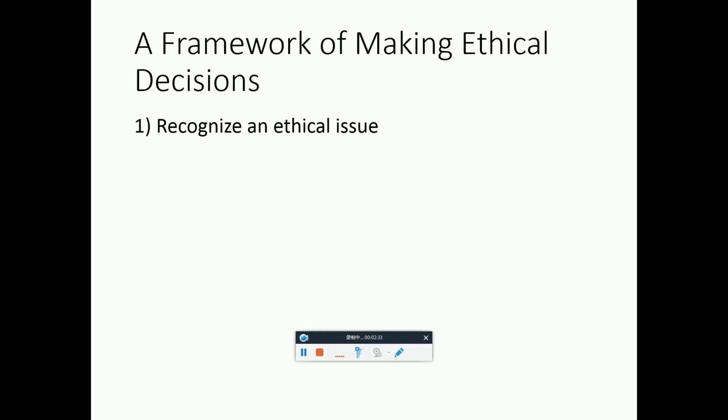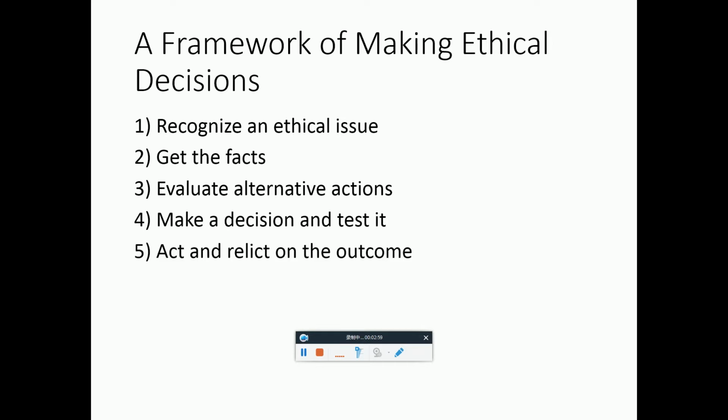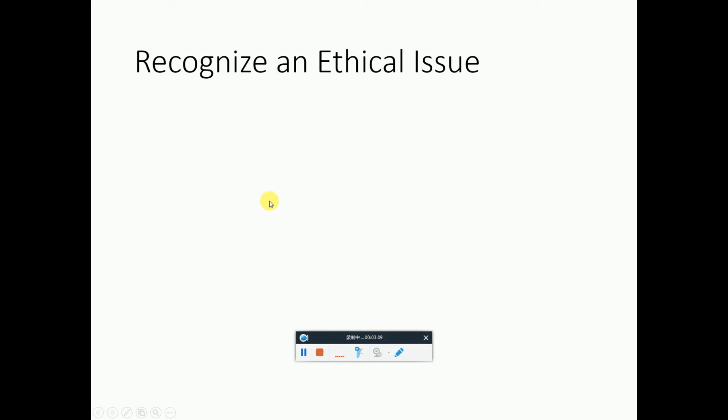So here we'll present a framework for ethical decision making, and this framework entails 5 steps. The first step is recognize an ethical issue. The second step is to get the facts. Third is to evaluate alternative actions. Fourth is to make a decision and test it. Lastly is to act and reflect on the outcome, right? So let's go through these steps one by one.